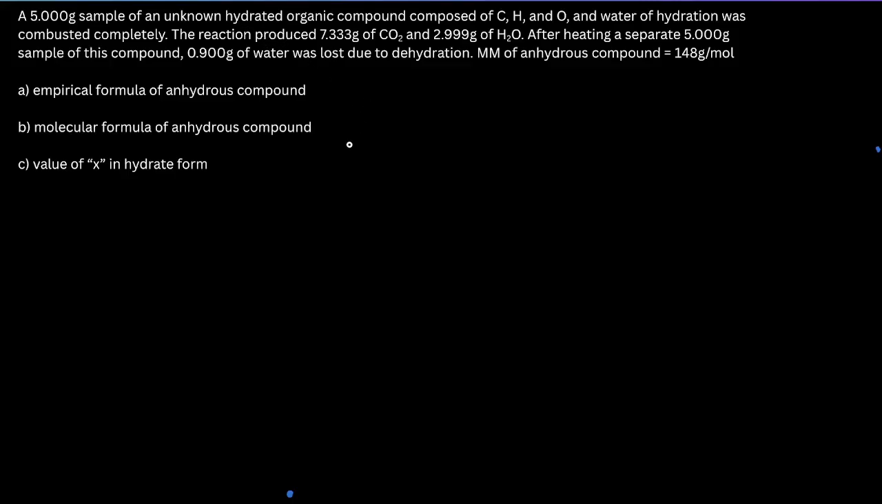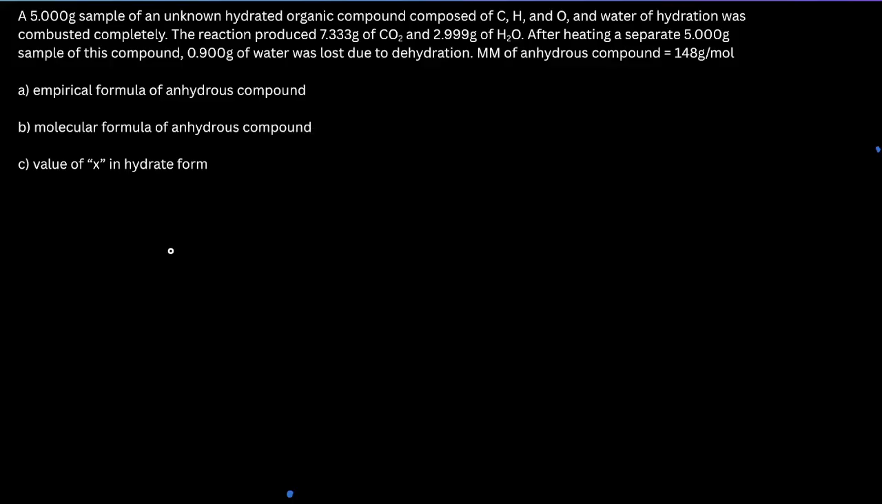And we're given that the molar mass of the anhydrous compound, that is the compound excluding that water of hydration, was 148 grams per mole. And we need to find the empirical formula, the molecular formula, and the value of X in the hydrate form. And again, remember, this empirical formula and molecular formula are for the anhydrous compounds.